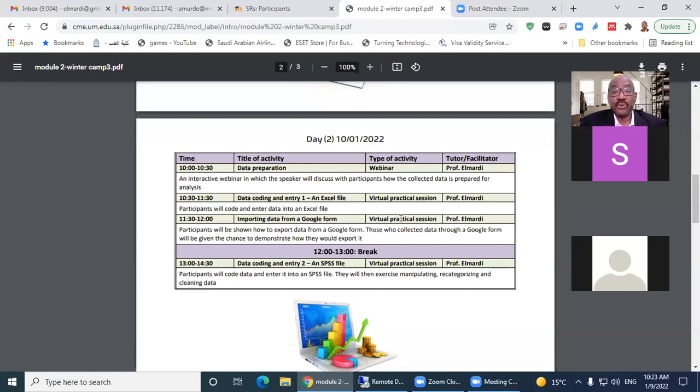We will help you through a process of entering data into an Excel file. We will show you how you collect data through a Google form. And then we will show you how you enter data into an SPSS file. So tomorrow, the whole day will be about preparing data for analysis and the production of results.